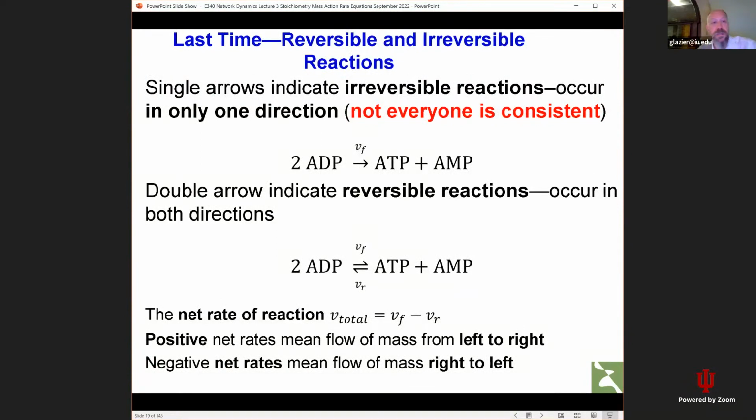Again, notationally, a single arrow indicates an irreversible reaction. A double-headed arrow indicates a reversible reaction. I'll always label the forward and backward rate separately: the forward rate on the forward arrow, the reverse rate on the backward arrow. There's a net rate of reaction, which is the difference between the forward and reverse rates. If you write pure ODEs, you write that down immediately.